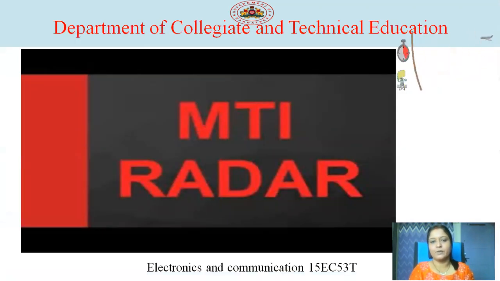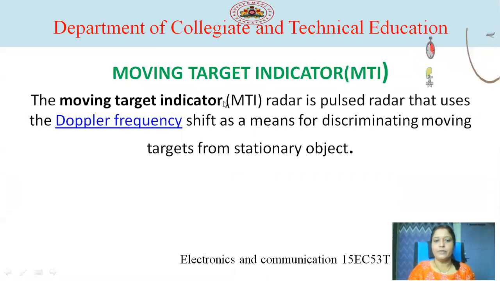Next we will go to the next topic, that is the MTI radar. MTI radar means the moving target indicator. The moving target indicator radar is a pulsed radar that uses the Doppler frequency shift as a means for discriminating the moving targets from the stationary objects. It is again using the principle of Doppler frequency shift to differentiate between the moving target and the stationary objects here.